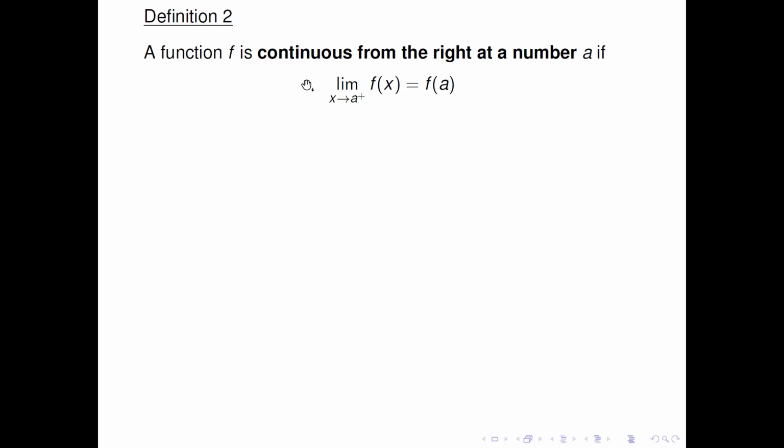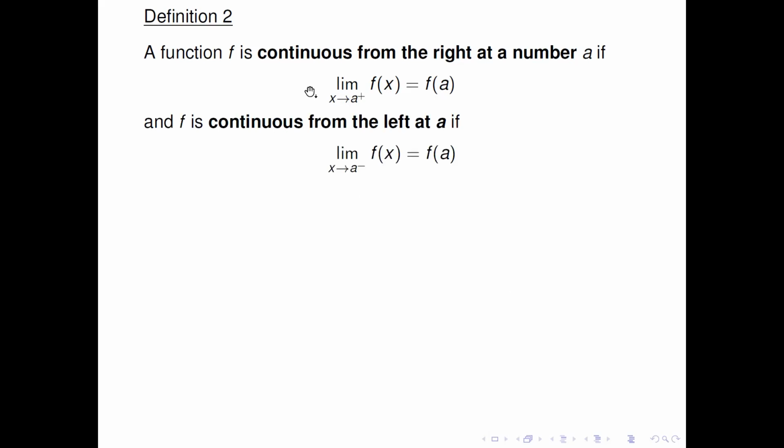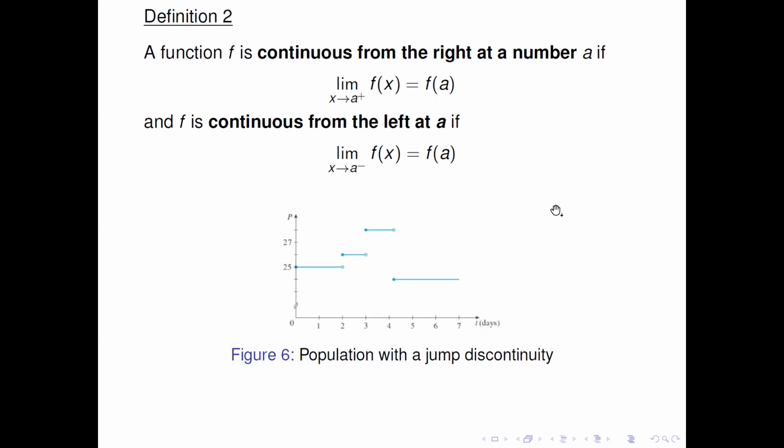So a function f is continuous from the right at a number A if this equation holds, and it is continuous from the left at a number A if that equation holds. Similarly, if A with a little plus to the right means approach A from the right, then A with a little minus means approach A from the left, right? And so we can use this.